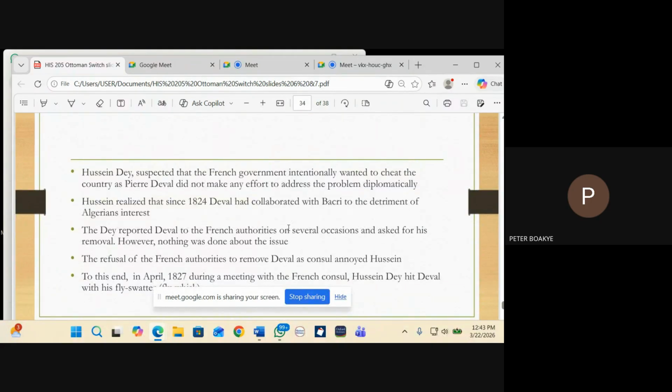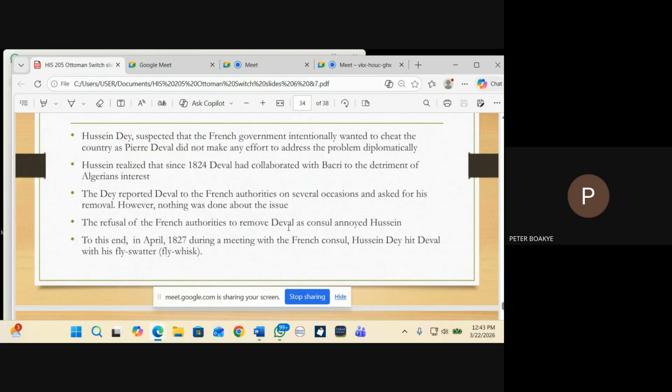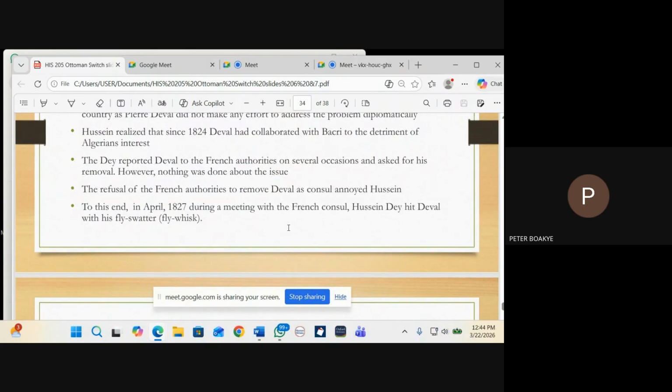So Hussein Dey suspected that the French government intentionally wanted to cheat the country, as Pierre Devar did not make any effort to address the problem diplomatically. And so Hussein Dey realized that since 1824, Devar had collaborated with Bakri to the detriment of Algerian interests, and there were no efforts made to settle the debt. And so the Dey reported Devar to the French authorities on several occasions and asked that he should be removed. However, nothing was done about the issue. And so the refusal of the French authority to remove Devar as consul annoyed Hussein Dey.